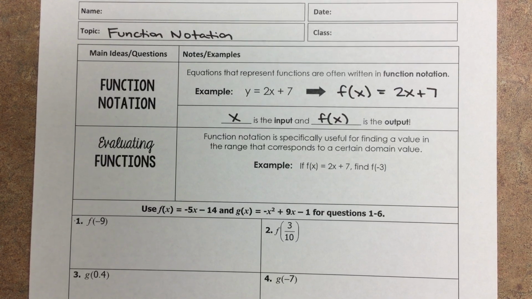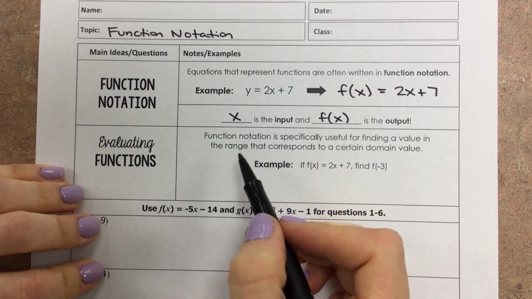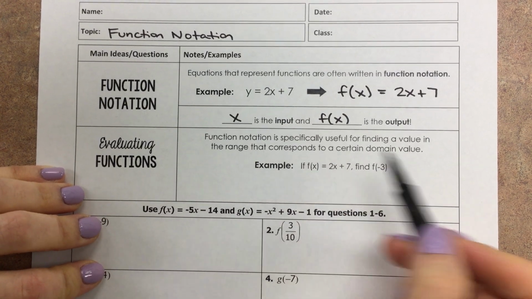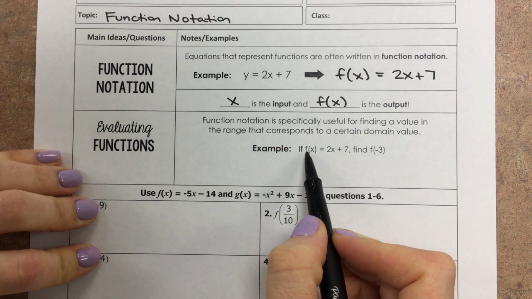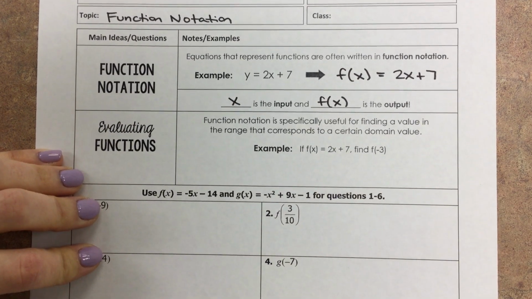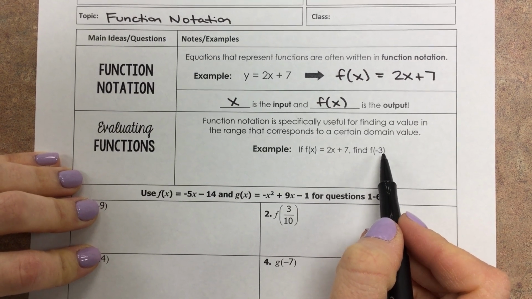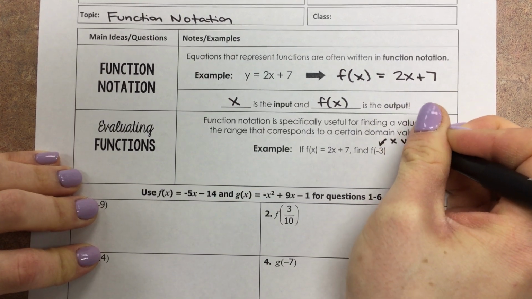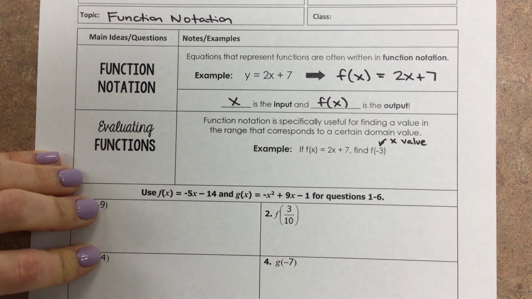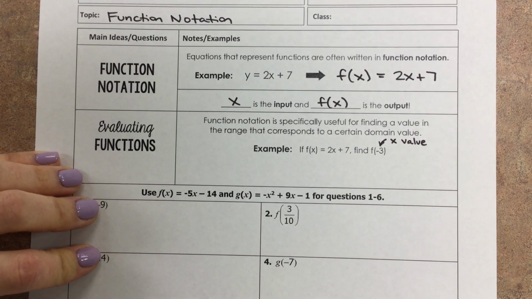I'm going to show you one example up top of what it looks like to evaluate functions. We use this notation if you want to find a value in the range, meaning a y value, that corresponds to a certain domain value, meaning an x value. So this says if f of x is equal to 2x plus 7, the same one from up here, find f of negative 3. Remember, this negative 3 is an x value, and this notation is literally just saying take this x value of negative 3 and plug it into our function. So that looks like this.